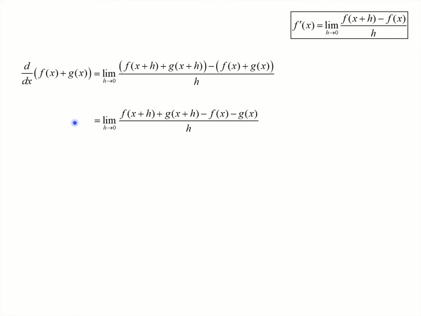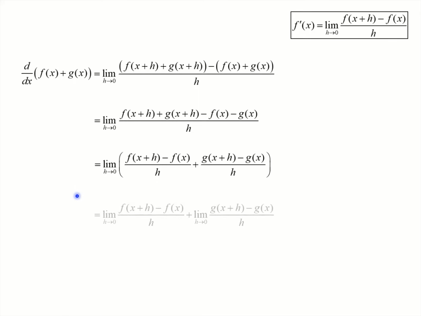Now what I'm going to do is I'm going to go ahead and group the f's together on the top, and then I'm going to group the g's together, secondly. So look at do that. We're just rearranging terms. And then after I group them, I'll break that into two fractions. And the limit of a sum is the sum of the limits. So that's what I'm going to do next.